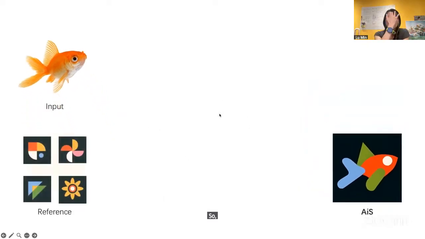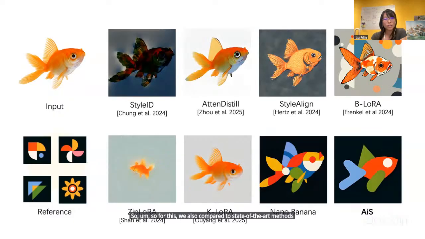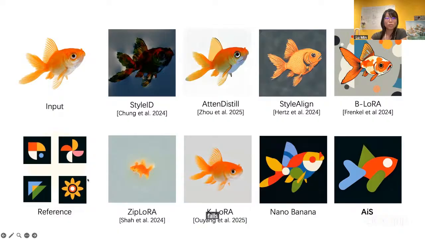So for this, we also compare to state-of-the-art methods, and we see that most of the style transfer methods transfer the colors, textures, and pixel-level features, but fail to do geometric abstractions. Nano Banana did a good job, but I would say that it doesn't fit this style very well. Okay, so how do we do this?